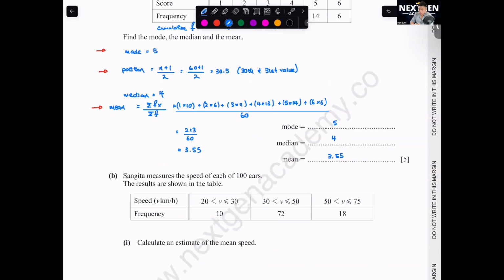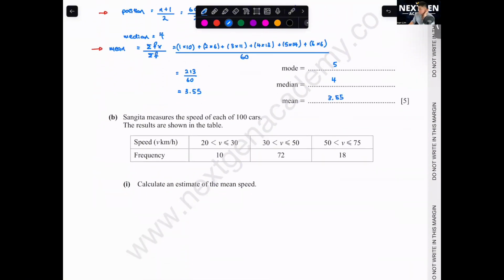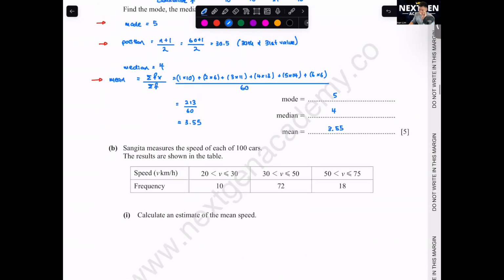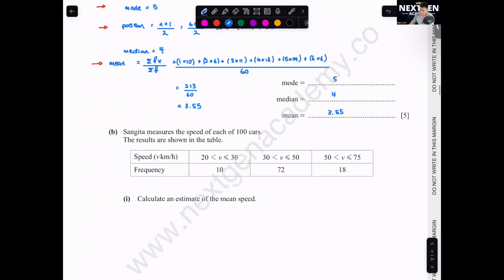Question B. Sangeeta measures the speed of each of 100 cars. The results are shown in the table. Estimate the mean speed. The mean for this one, we call it group data. Just now that one was all individual data. So for group data, the mean will be sum of fx over sum of f, but there is one more extra thing you need to calculate, which is x. x is the midpoint. So I want you all to write down the x over here. You take x1 plus x2 divided by 2.